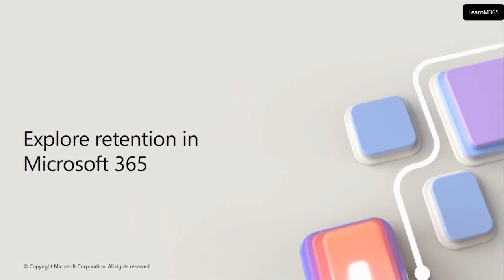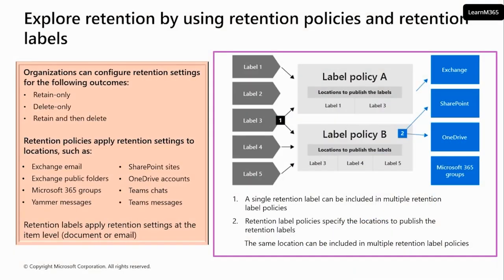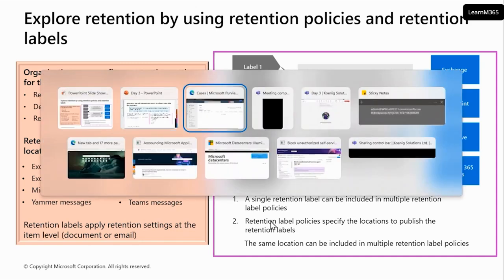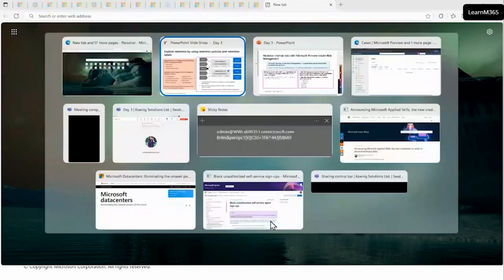Then we have retention. What exactly is retention? Like we discussed earlier, retention is nothing but if you want to retain the content, keep the content. If you want to delete the content, get rid of it. Okay. So we can have this retention. First of all, we create retention labels and then we create retention label policies. So retention, from where we can manage this, it's a part of data lifecycle management.